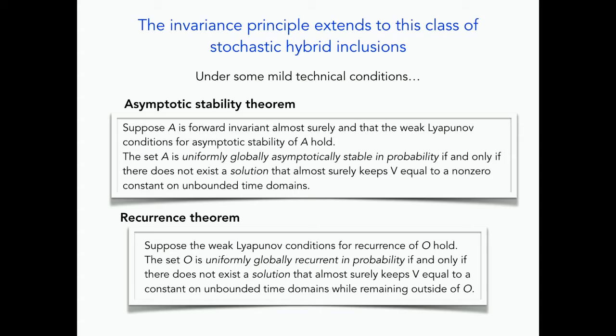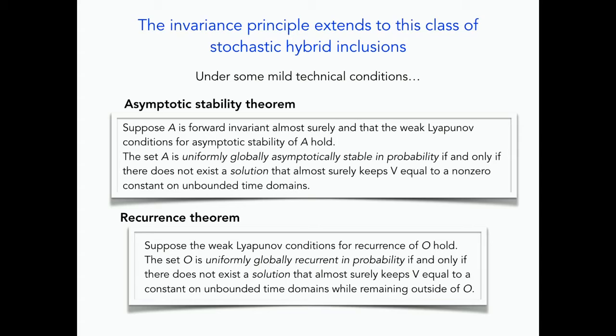If and only if there does not exist a solution. Remember, solutions aren't necessarily unique. But there does not exist a solution, that's also in italics because that would also require a formal definition, but I don't have time, that almost surely keeps V equal to a non-zero constant on unbounded time domains. So if you can rule out that behavior, then you know that you're almost surely going to converge to A, and the Lyapunov function gives you the stability properties.